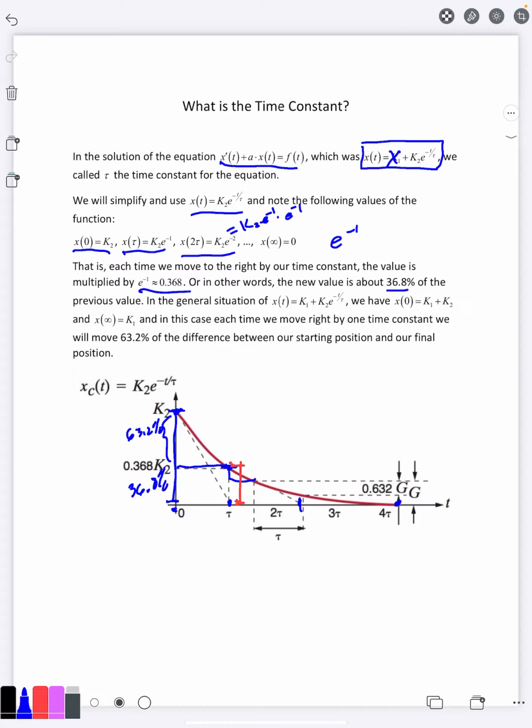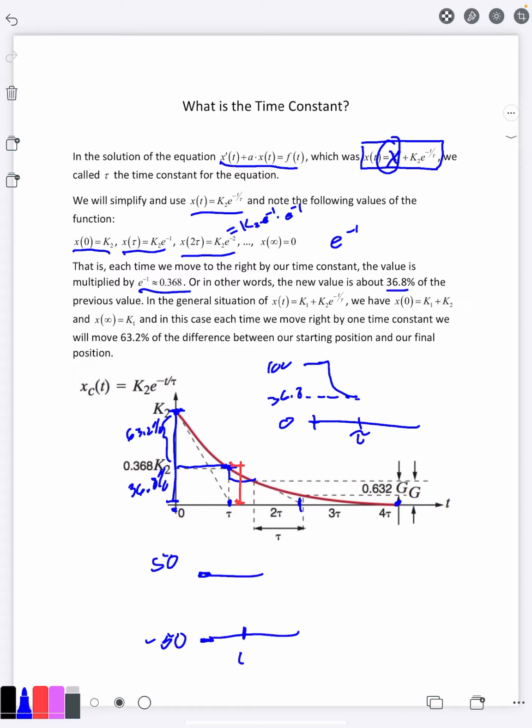So if you were supposed to start at 100 and end at 0, then going 1 time constant to the right, you will have done 63.2% of the total movement, and you're only going to have 36.8% left to go. Similarly, if we looked at the case where the k1 wasn't 0, let's say we need to start at 50 and go down to negative 50 here. So it's the same, a total distance of 100.